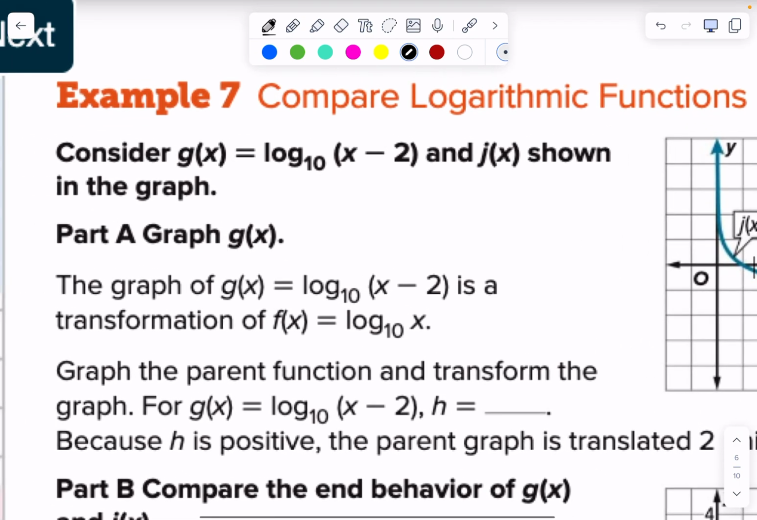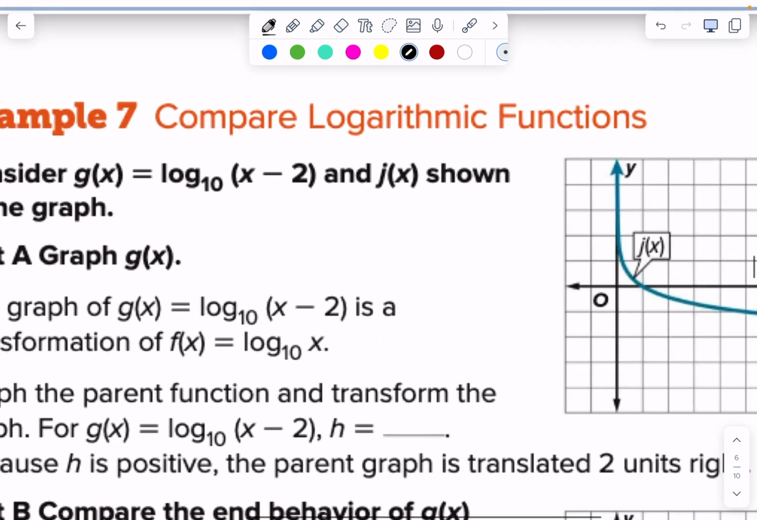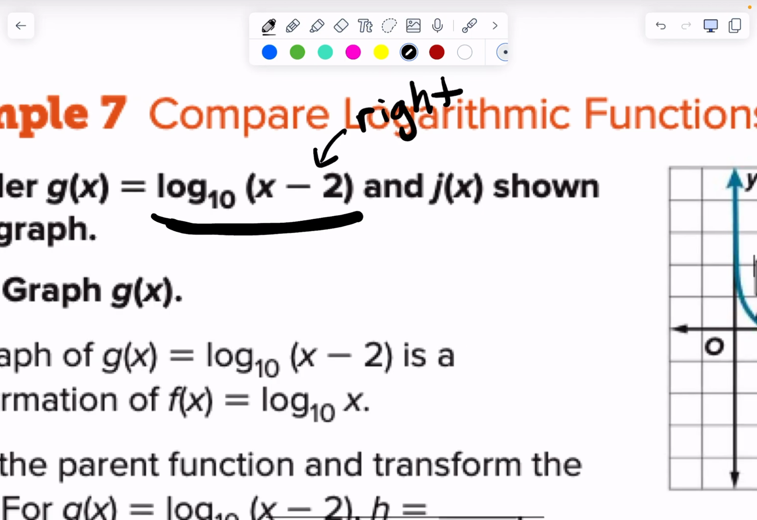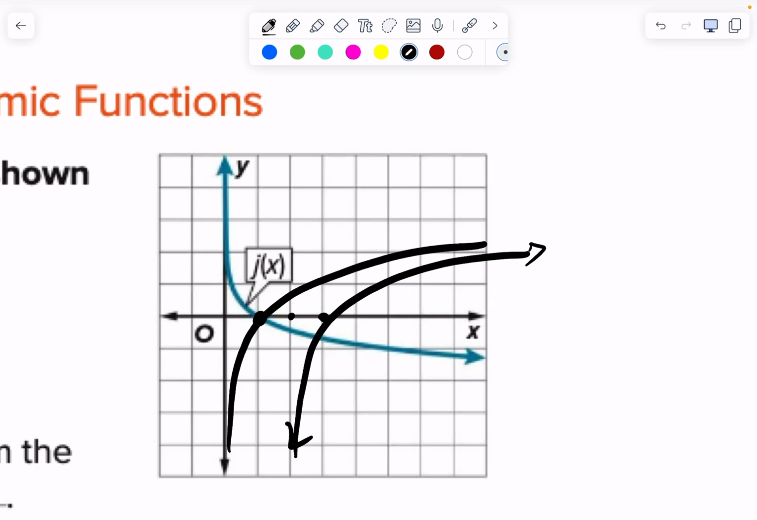Compare the log functions. Those two. Oh, okay, right here. So this guy is the graph of log base 10 of x minus 2. How is the minus 2 moving him? Right 2. Okay, so normally he would be, don't ignore the blue one that's there, going like this, but if we go to the right 2, he's actually going like this. Okay, so I'm going to get rid of the first one.